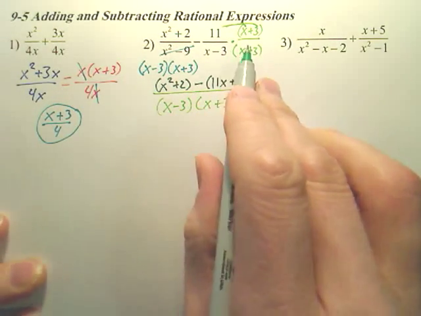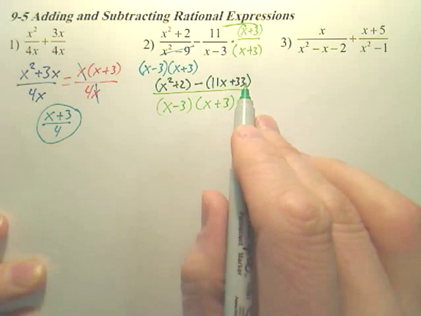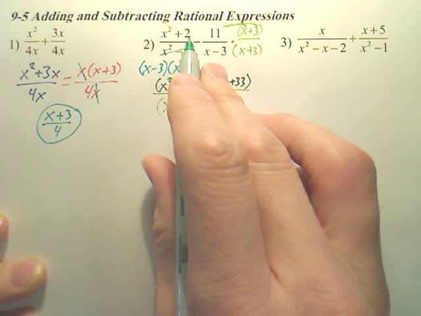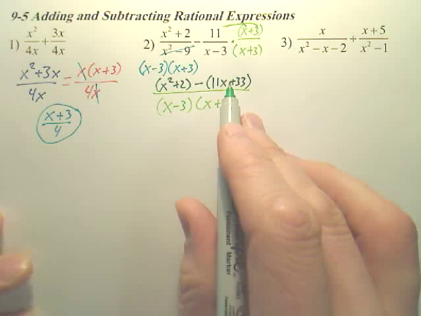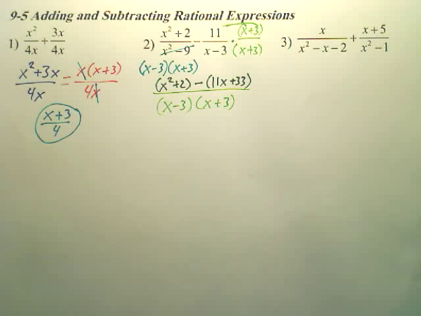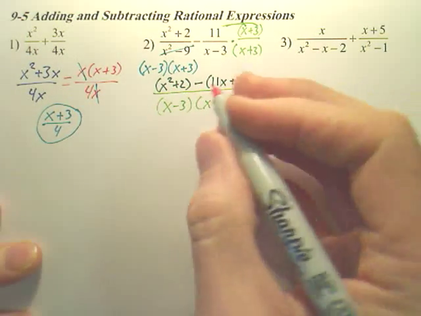We now have the same bottoms. This right here is 11x plus 33. This is x squared plus 2. Are we done? No. Can we actually simplify the top? Yeah. Let's simplify the top down.